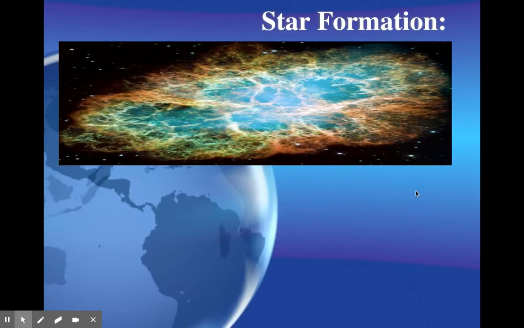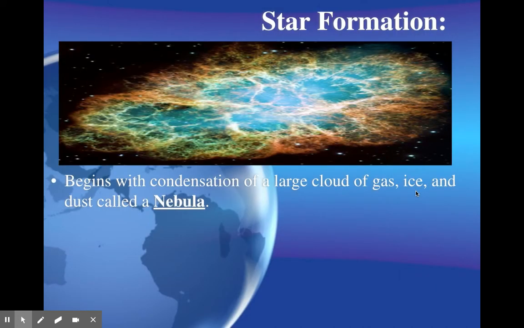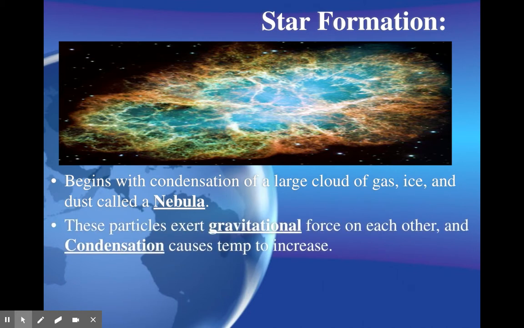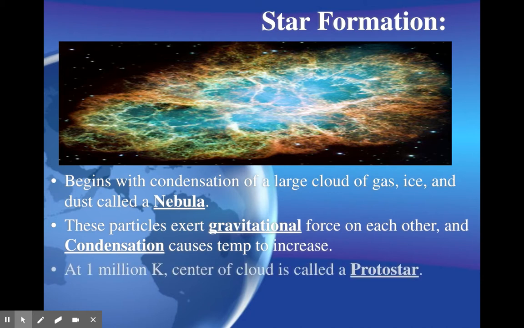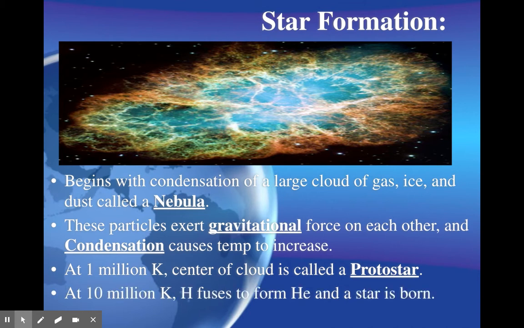Okay, so star formation. All stars begin with the condensing of gas, ice, and dust called a nebula. These particles condense with gravitation, really hard. It all condenses down, and at 1 million degrees Kelvin, it lights on fire. All this matter gets together, causes internal friction, and it lights up like a match. And all of a sudden, we get the first spark. And that first spark is called a protostar. It's a baby star.